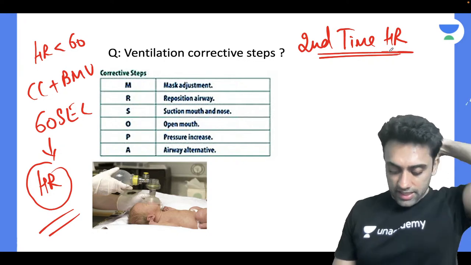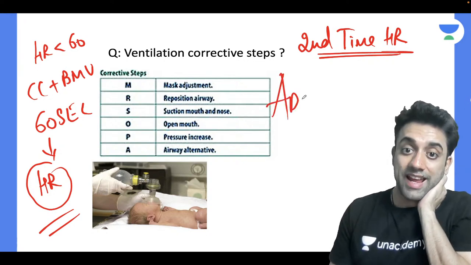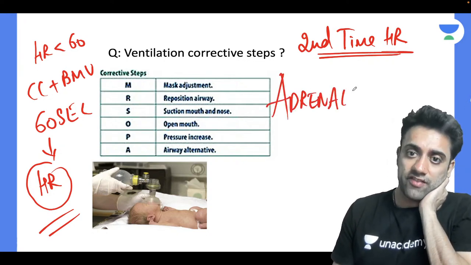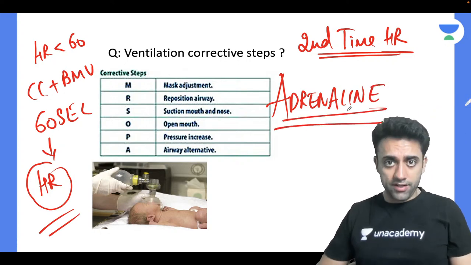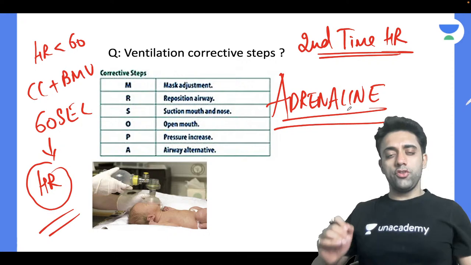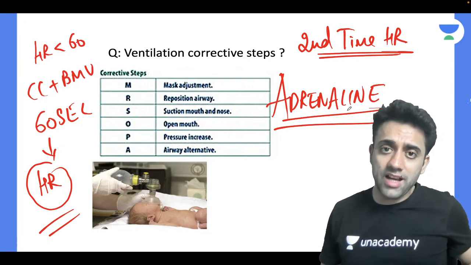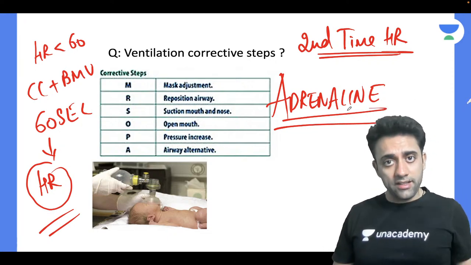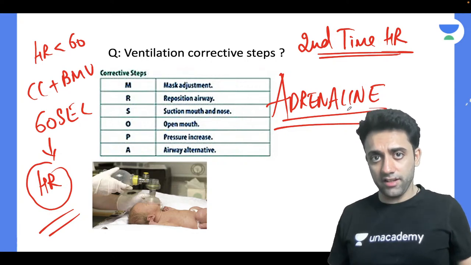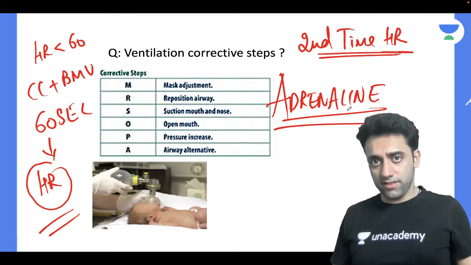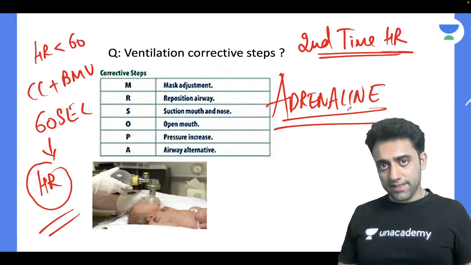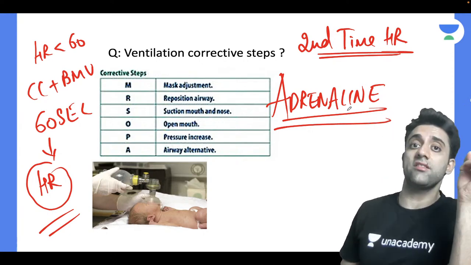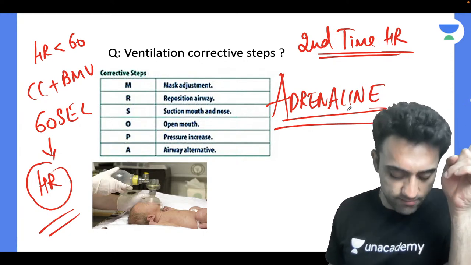Yes, the best answer is nothing but adrenaline. Very, very important. If the second time heart rate is less than 60, then you will give adrenaline. So if someone asks you what is the indication of giving adrenaline in neonatal resuscitation, the answer is if the heart rate is less than 60 after 60 seconds of chest compressions and bag and mask ventilation.